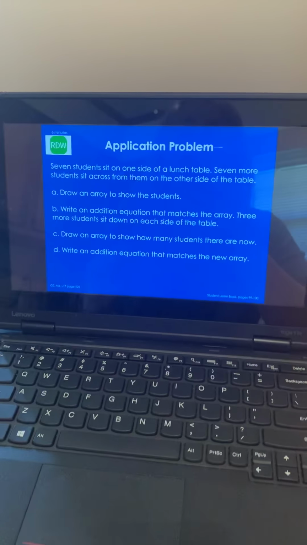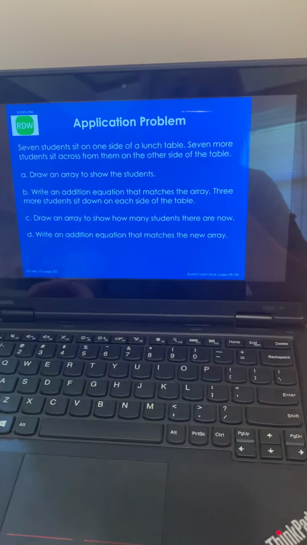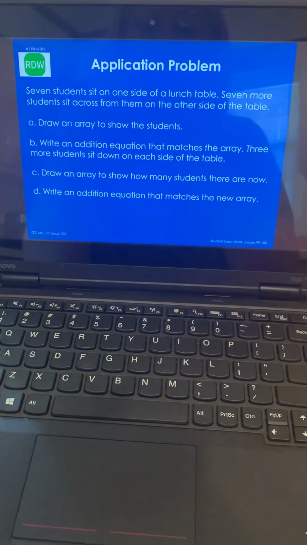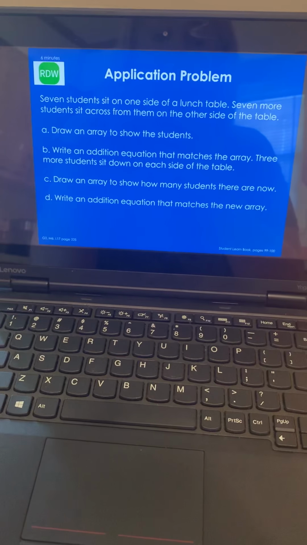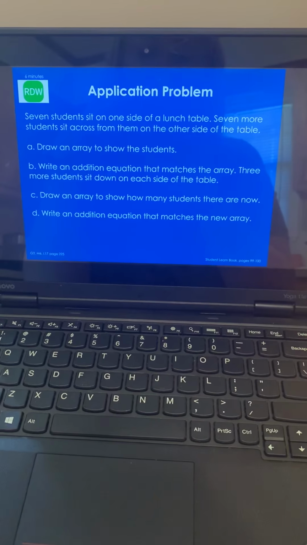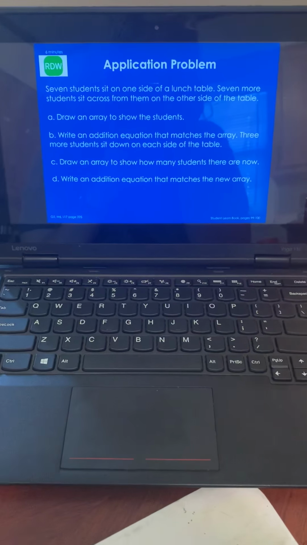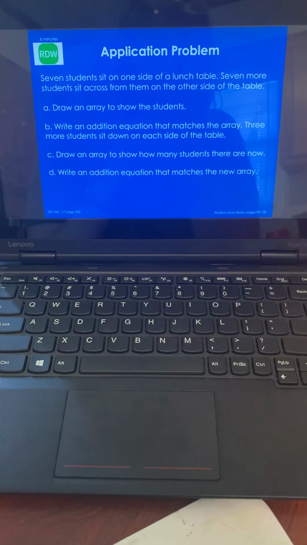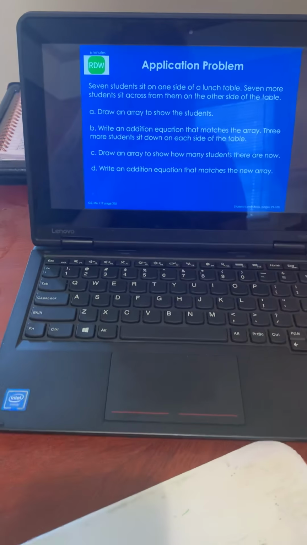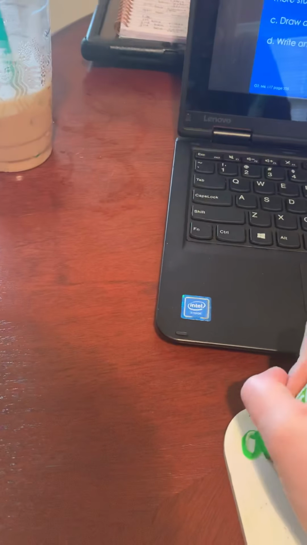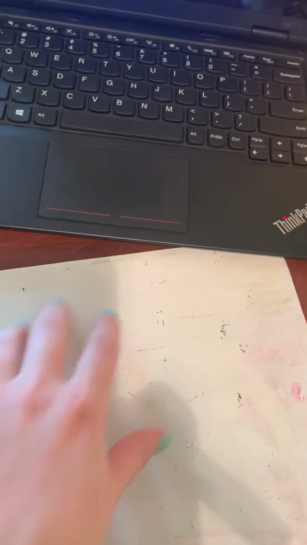And again, if I'm moving too fast, feel free to just go ahead and hit the pause button so that you can have time to finish what you need to finish on your application problem. Okay, so looking at letter A, we were to draw an array to show the students, okay? So I'm gonna just put a little A right here to show that this is where I'm solving letter A. I'm gonna solve it kind of like in this space here.